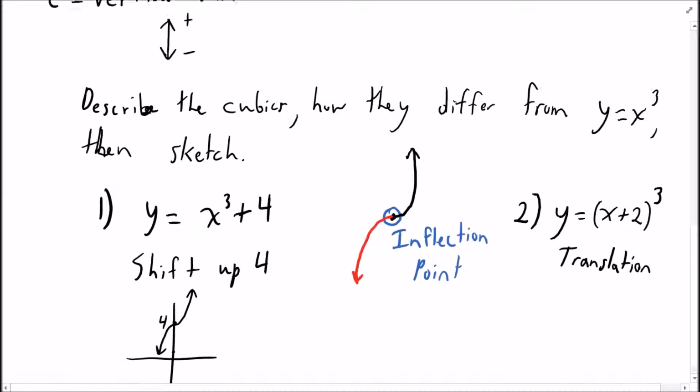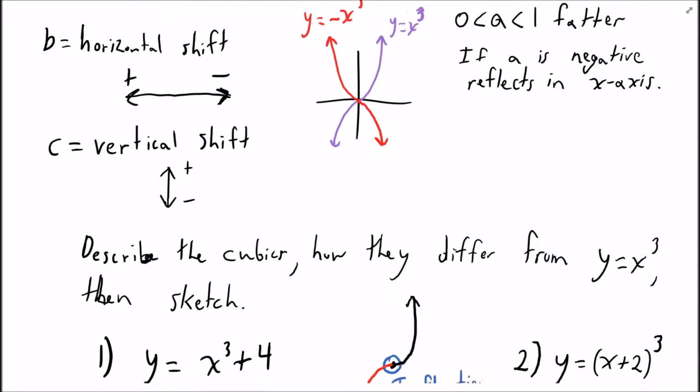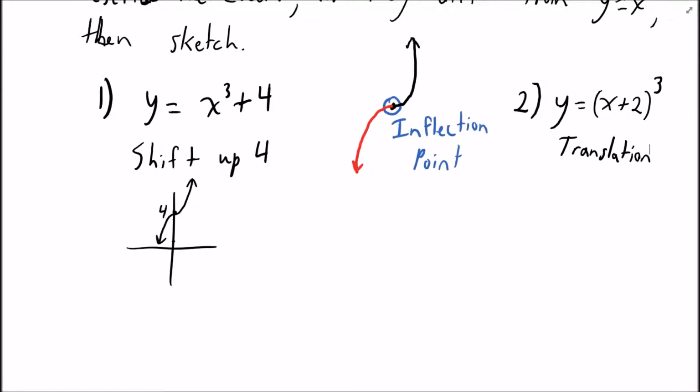So I'll just scroll up again. Remember, up here, a horizontal shift, positive moves it to the left and negative moves it to the right. So this is a translation to the left 2.